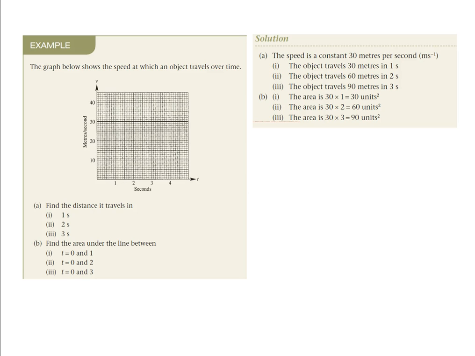Now, if we graph distance against time, the gradient of the line gives us the velocity of the object. So in other words, the gradient function, that is the derivative, gives us the graph of velocity. Let's have a look at the next slide.